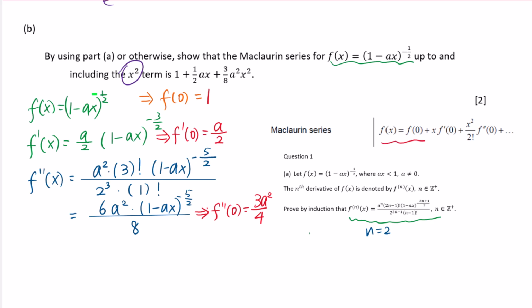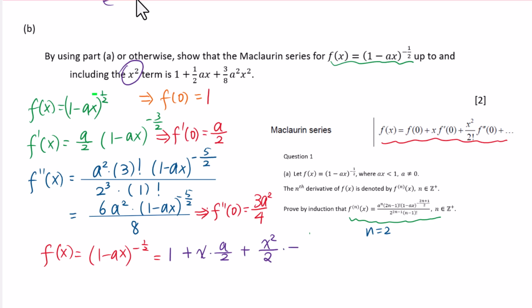Then we will use this formula. F of x equals 1 minus ax to the power of negative 1/2 equals f of 0, which is 1, plus x times a over 2 plus x squared over 2 factorial, which is 2, times 3a squared over 4. Organize: 1 plus 1 over 2ax plus 3 over 8a squared x squared.